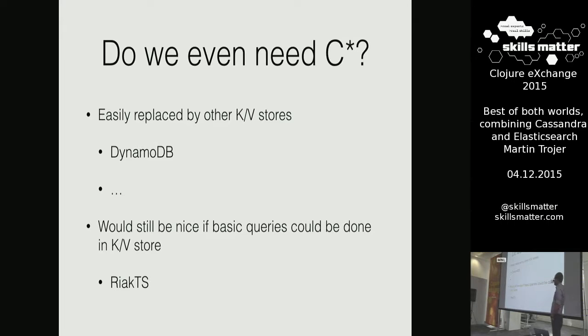Another thing we're exploring as well is Riak. Riak has a new thing coming out now, which is called Riak TS, which is optimized for time series data. So one thing we maybe could do if we move to Riak is move back some of these bread and butter time series queries from ES to being handled just by Riak, to find the right balance between all the flexibility and the load.